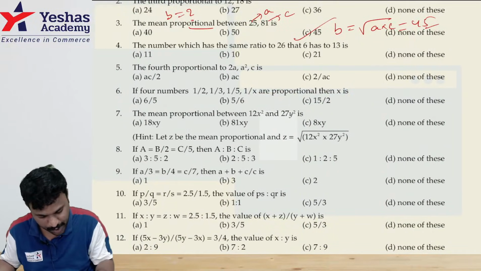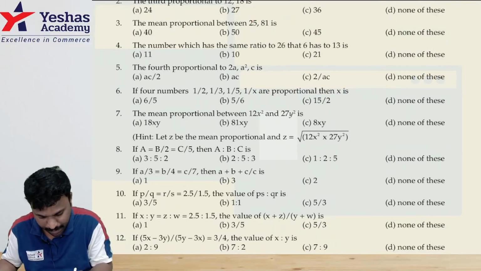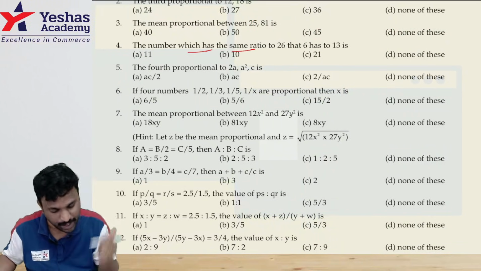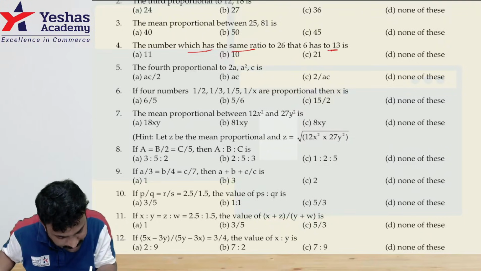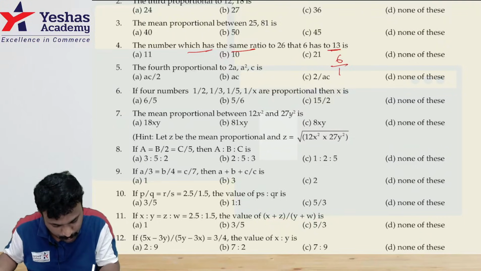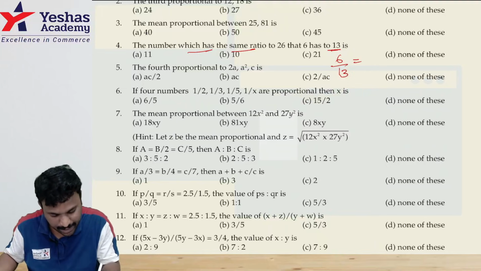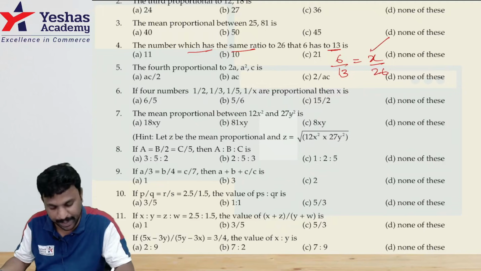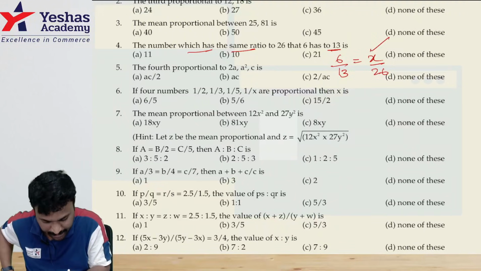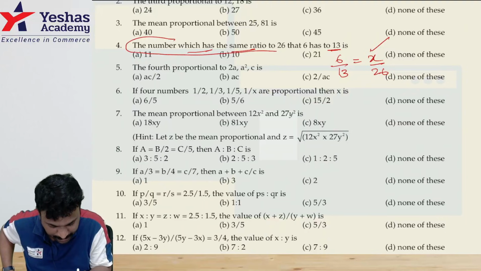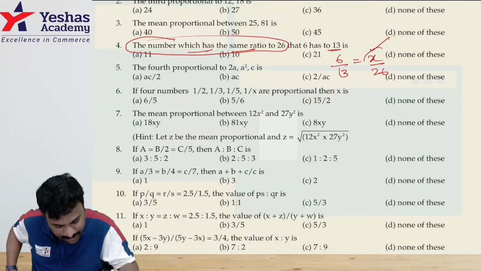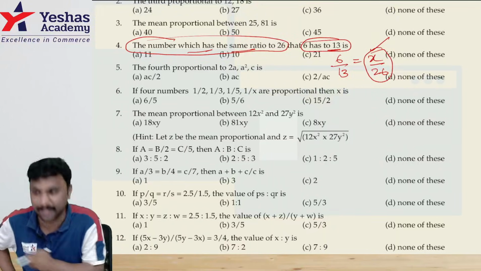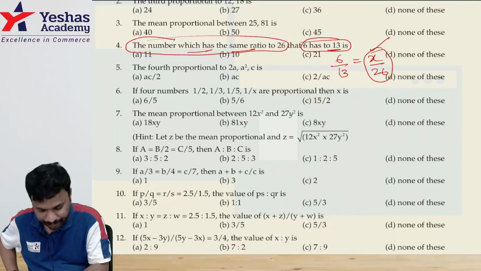Guys, moving on to the next question, question number 4, the number which has the same ratio to 26 that 6 has to 13. That means 6 to 13, that means 6 by 13 and number to 26. So let the number be x. Guys, they're asking the number which has the same ratio to 26. That means x by 26 is equal to what? 6 by 13. This is what they are asking.